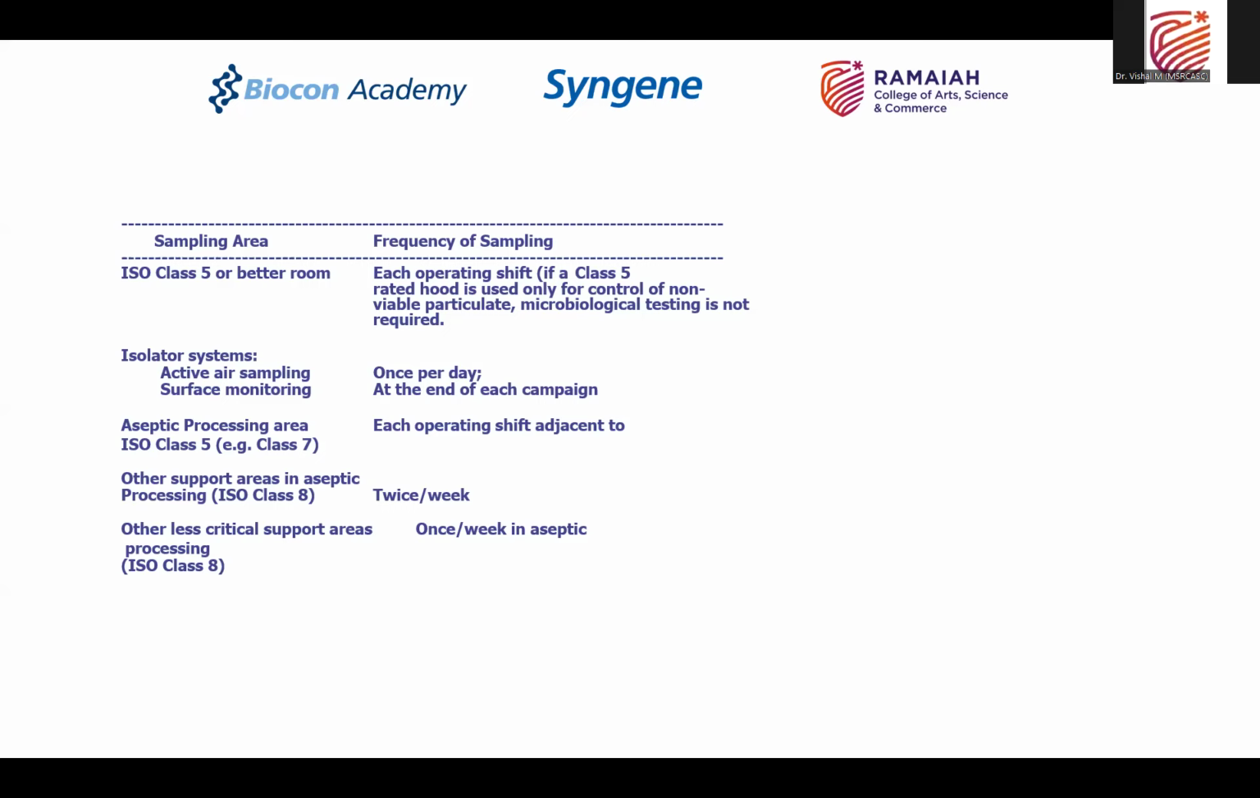And if there is an aseptic processing area, where you are going to prepare media and all your glassware, it's just your preparation room, the processing area. Here, each shift, you have to check for contamination. Other areas, you can do it twice a week, and for less critical areas, once a week is fine. That's an ISO class 8 room, so once a week you can go ahead and test it.